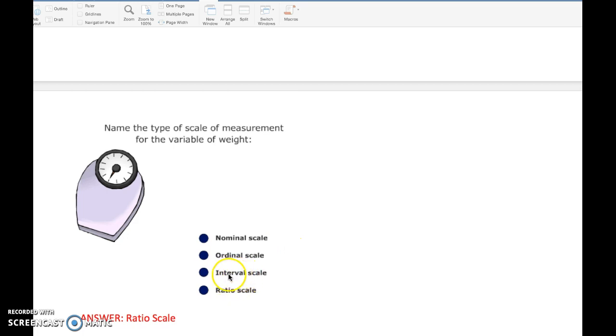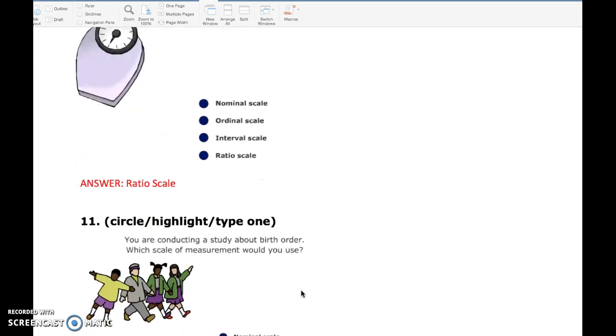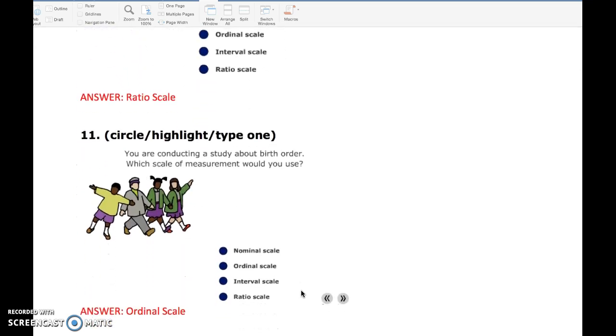So interval is also a numerical kind of measurement, but it doesn't matter if you're above or below 0. You can be positive, negative. Ratio, it does. You can't be negative. You always have to be 0 or above it. So weight would be ratio. Again, gives us lots of statistical power when we know how stuff is measured.